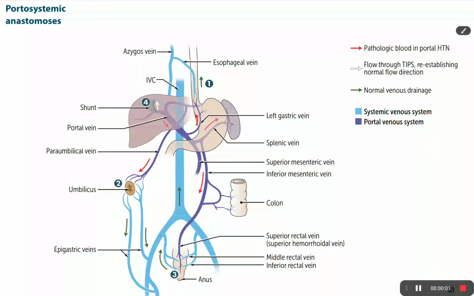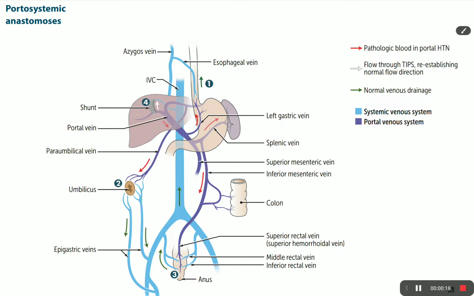Welcome back, guys. Today we're gonna talk about portosystemic anastomosis. But before that, we have to understand the venous drainage for the GIT tract. The venous drainage of the GIT tract is called the portal venous system.